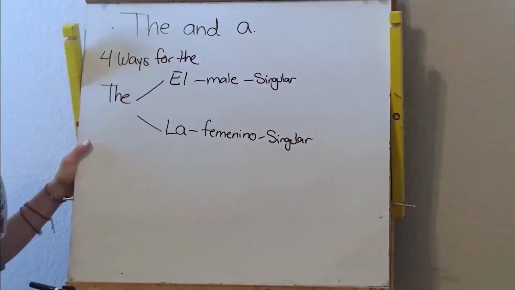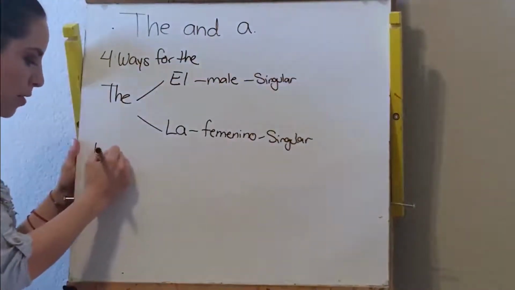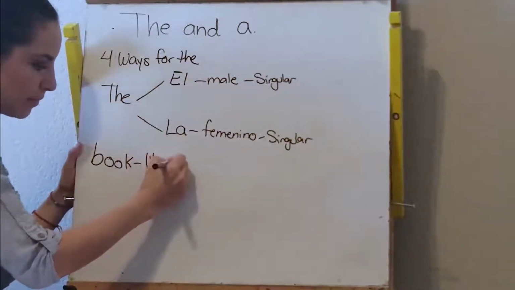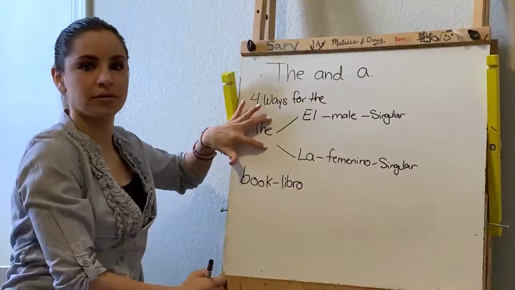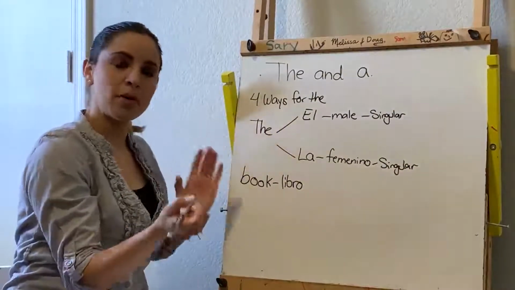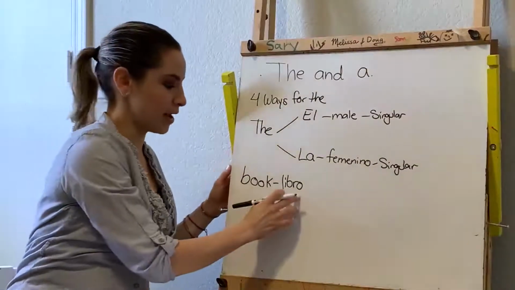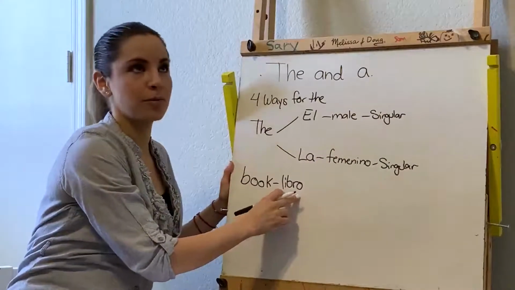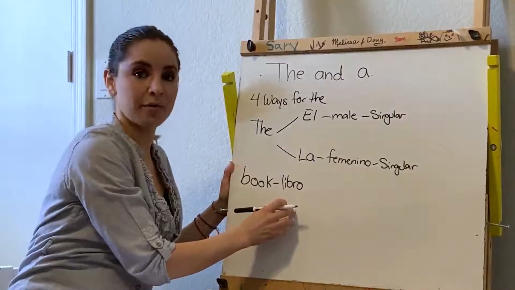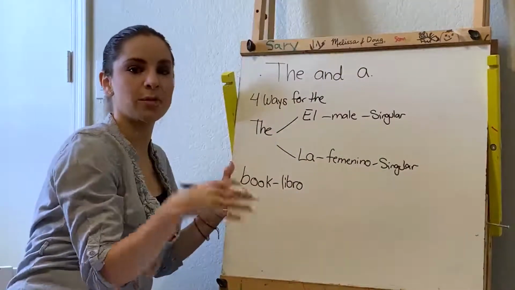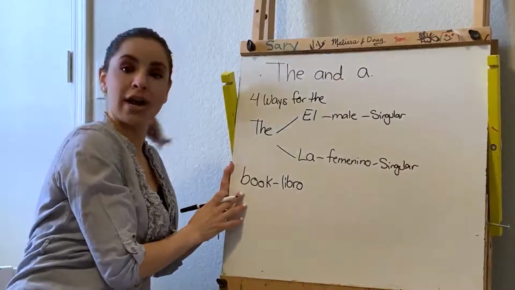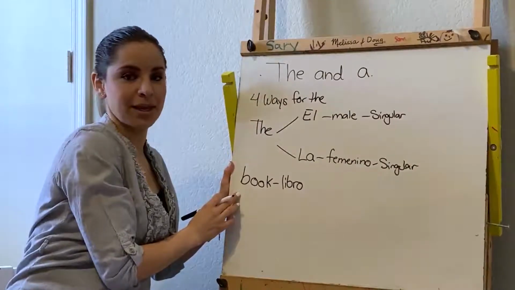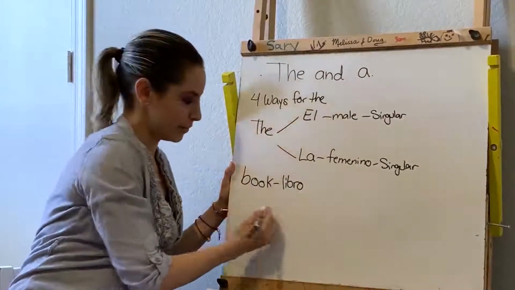We have the word book. Book, which means libro. Which one do you think you're going to use? Remember, most of the words that we have with the letter O at the end are male. And some words that we have with letter A are for female. We have some exceptions that we're going to talk about later, but for libro, the book, which one do you think it's going to be? El libro.